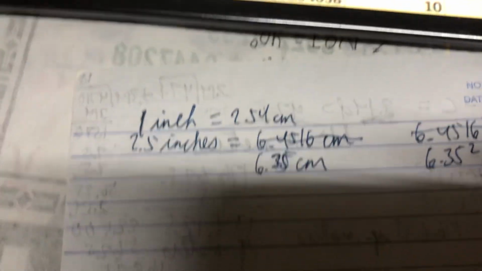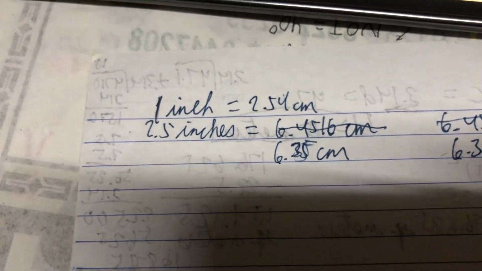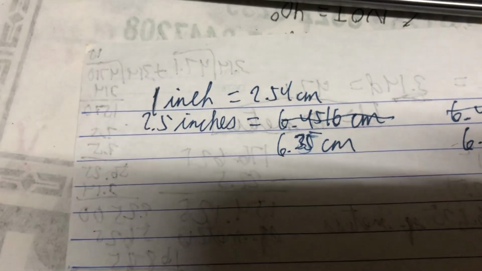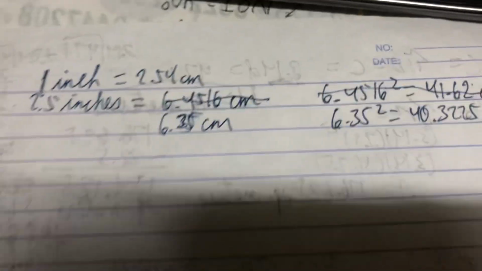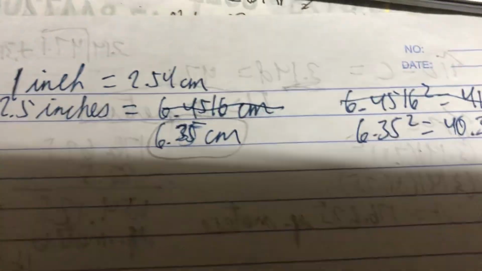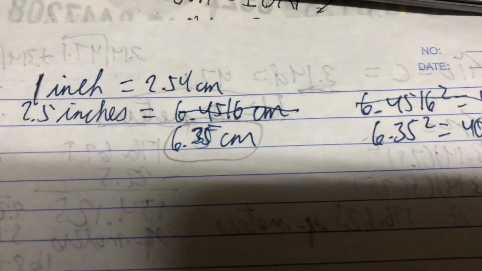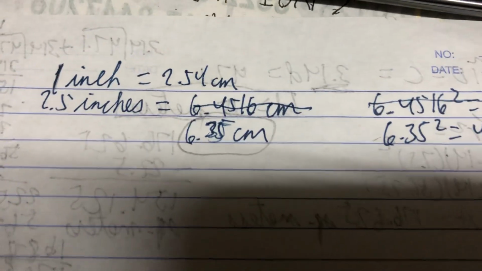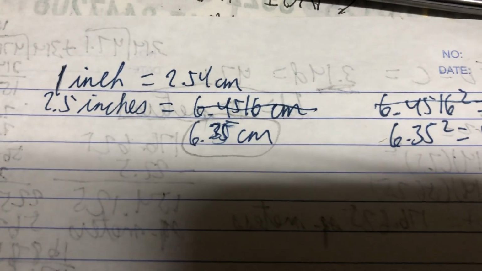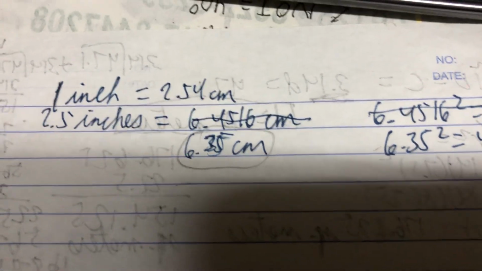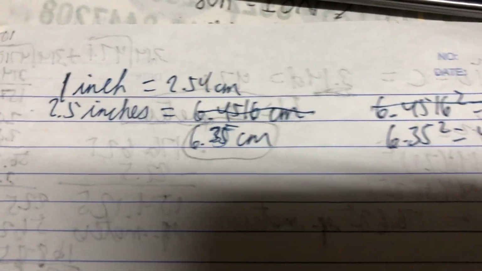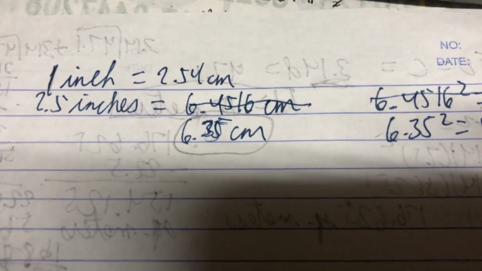But we need to convert 2.5 inches. So 2.5 times 2.54, you get the answer of 6.35 cm. So that's our measure. 2.5 inches is equivalent to 6.35 centimeters. And now that you got the answer in centimeters, all you have to do is to square it.